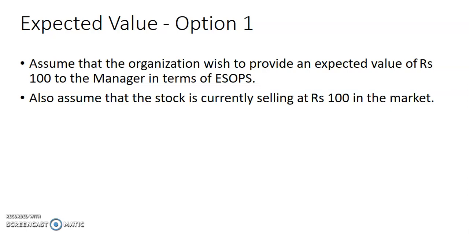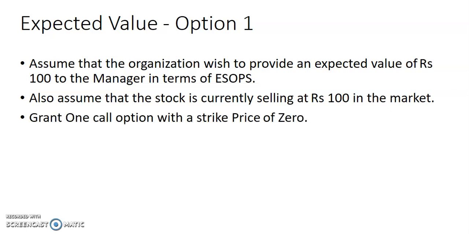Thus, one way to produce rupees 100 of expected value is to grant one call option with a strike price of 0. At 0 strike price, the call option would be exercised by the manager, and he can either decide to retain it or sell it in the market at a price of 100. So the expected value to the manager when the call option has a strike price of 0 is rupees 100.